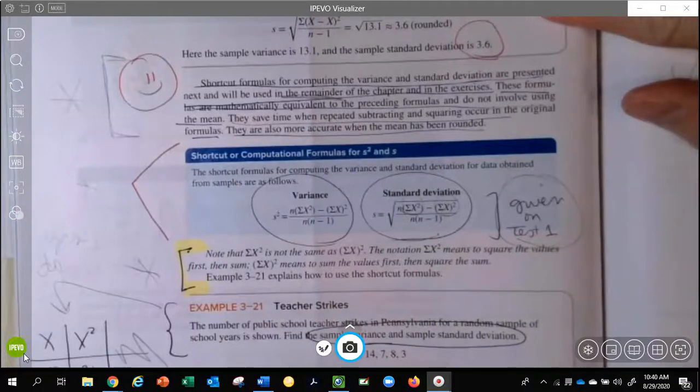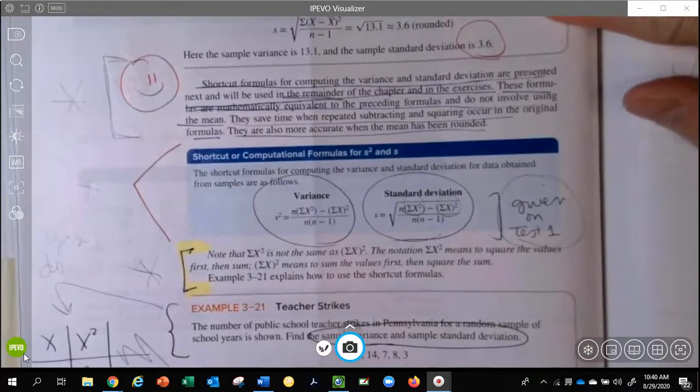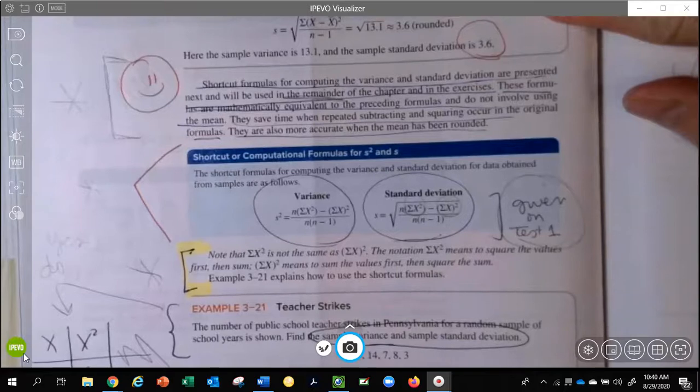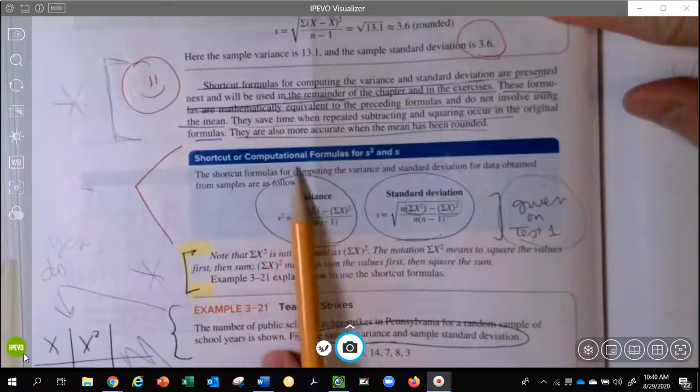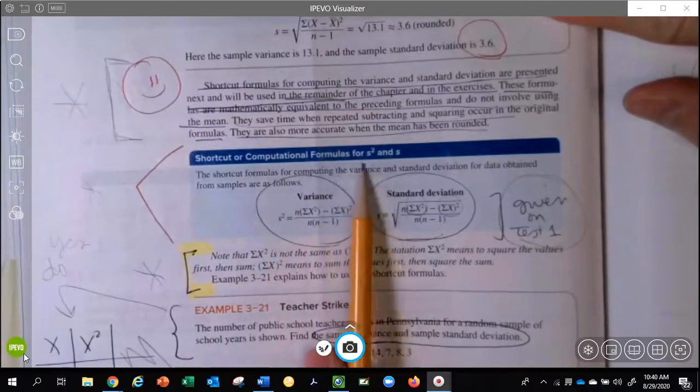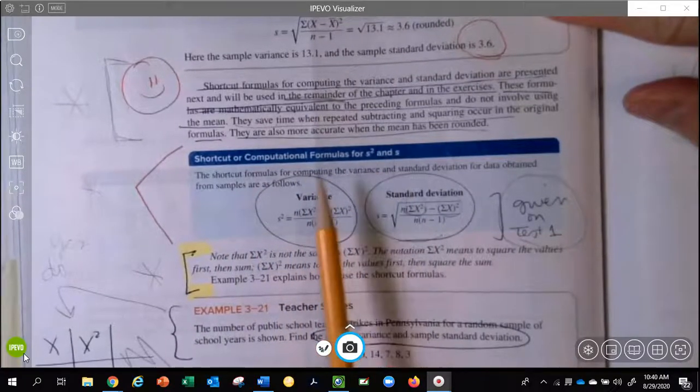We are still in Chapter 3. We're still in Section 2. I'm on page 142, and I'm looking at what's called shortcuts or computational formulas for s squared and s.